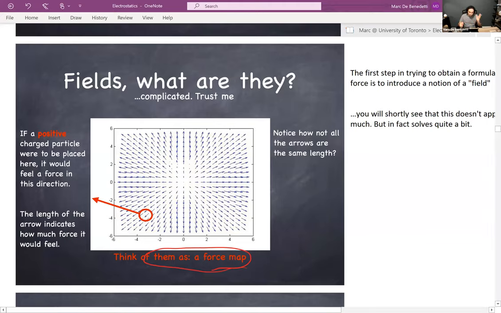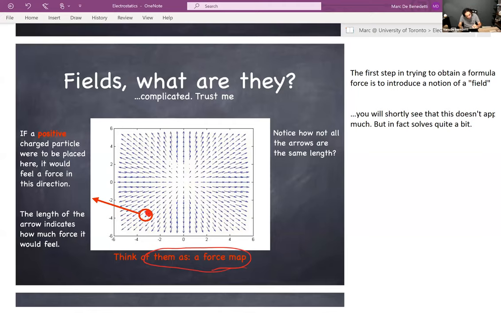A field is a force map, meaning if I know I'm at a certain location, let's say I'm right here, given my location, where would I be pushed? Meaning, in what direction would the force be applied on myself if I was in a certain location? So the way you picture a field is literally a rectangle of vectors, a field of tiny little arrows. And depending where you are, you can see the direction of the force that would be applied to a particle had it been in that location.